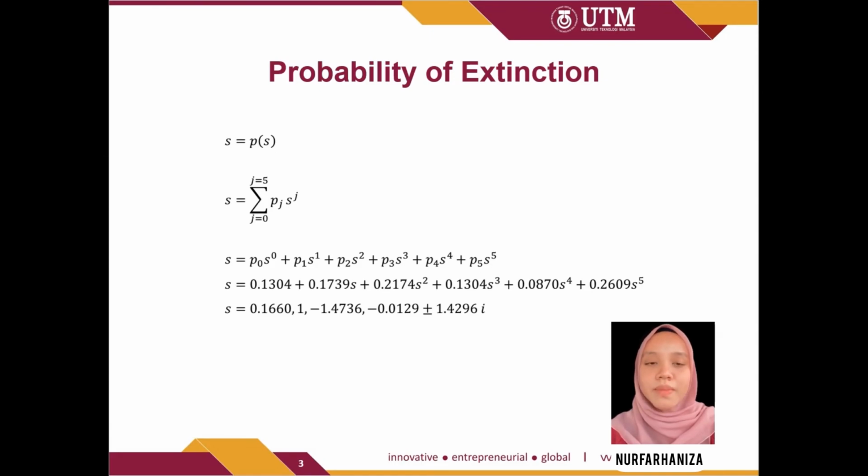Next, we estimate the probability of extinction using probability generating functions. Since the mean is greater than 1, the quadratic equation is solved as in the slideshow. Therefore, the probability of extinction is 0.166.